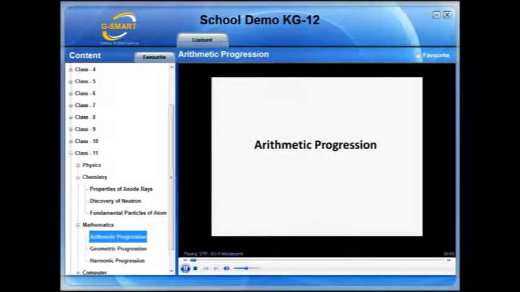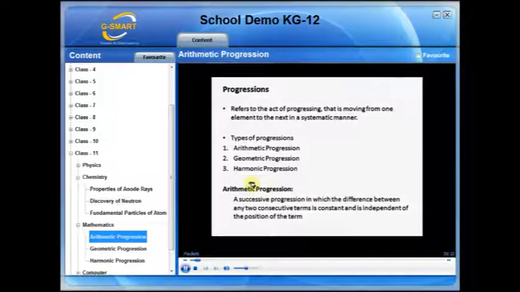Today we'll be looking at arithmetic progression. The first question which comes to my mind is, what is a progression? Progression refers to the act of progressing, that is moving from one element to the next element in a systematic manner. A sequence can be termed as progression when there exists a certain relationship between its terms.